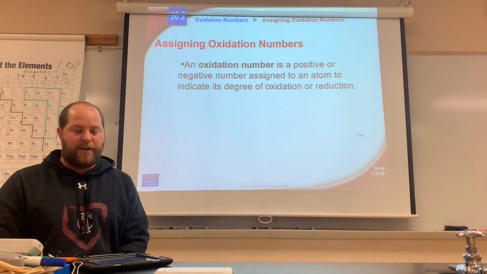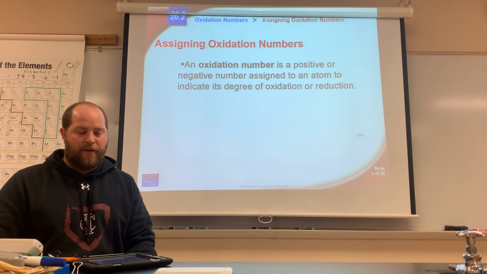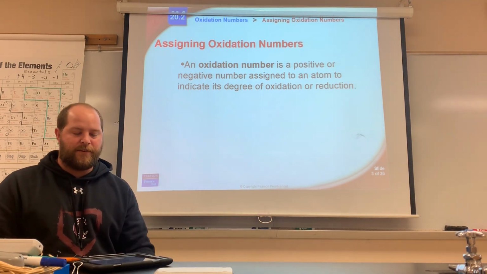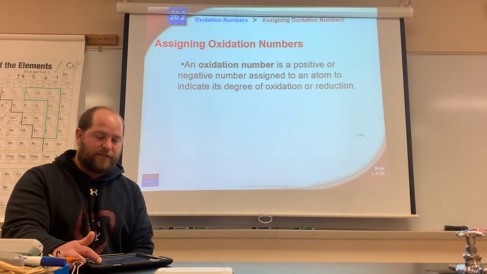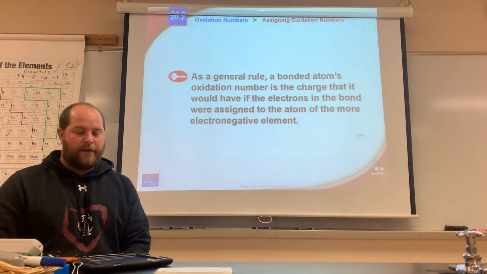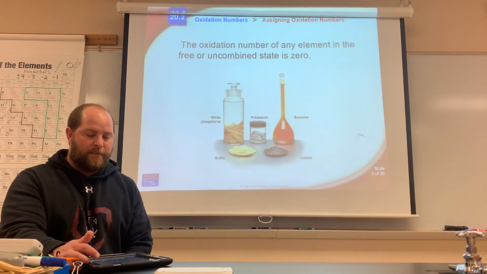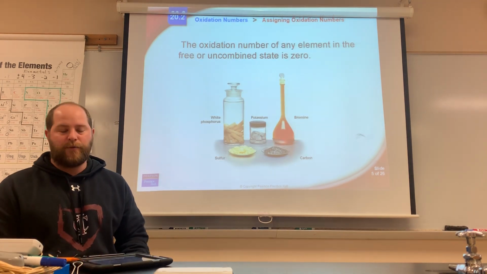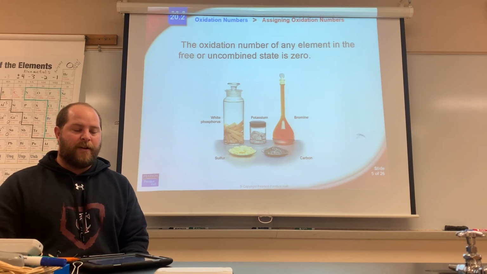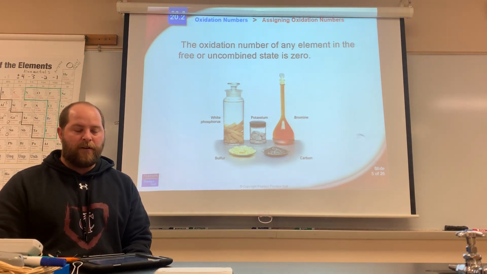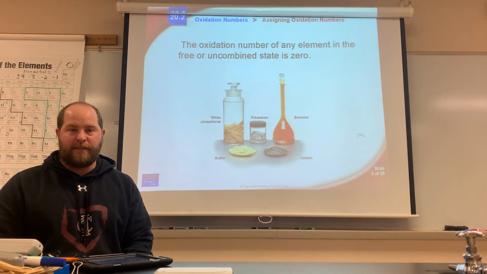An oxidation number is a positive or a negative number assigned to an atom to indicate its degree of oxidation or reduction. So that's that little number above. Let's get to the first rule here. The oxidation number of any element in the free or uncombined state is 0.